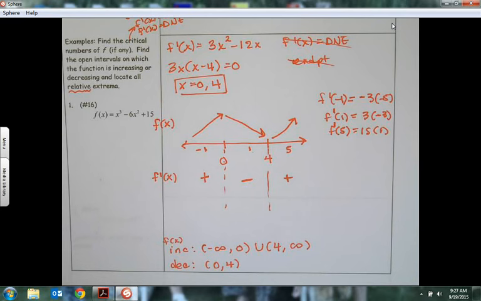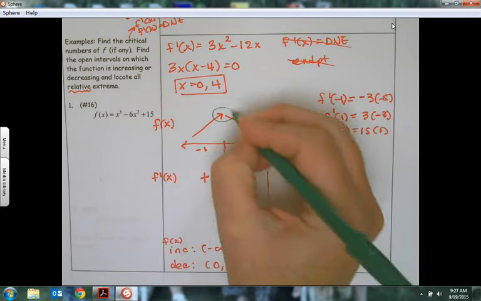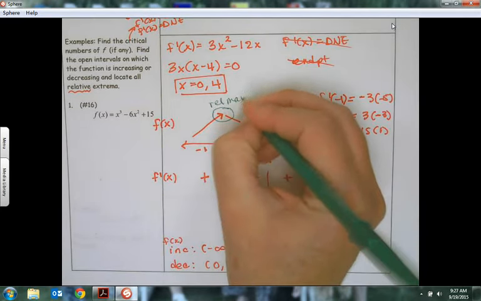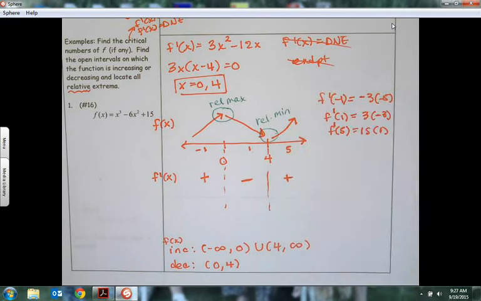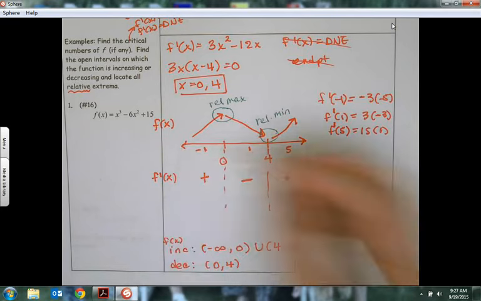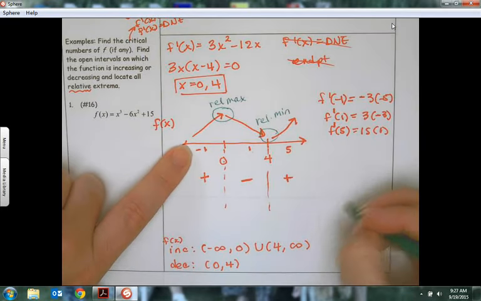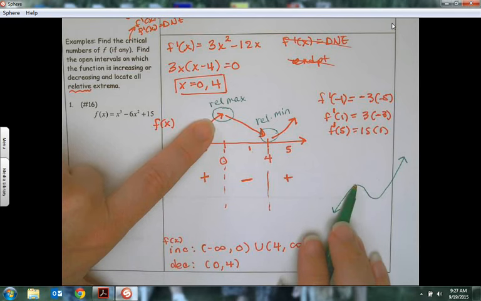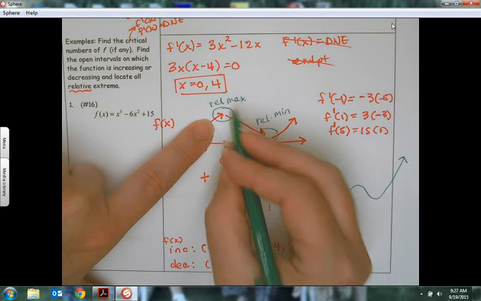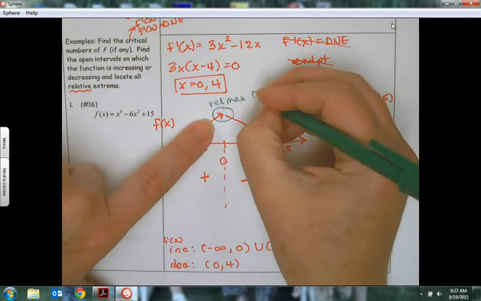So then, once I have that, I can pretty much see what's going to be happening. This is going to be a relative max. This is going to be a relative min. Is it an absolute max? Think about this graph. This graph went here, here, here of some sort. So is this going to be a relative or an absolute max? Well, since other values go higher, it's only relative. So just a little note, this is not absolute.